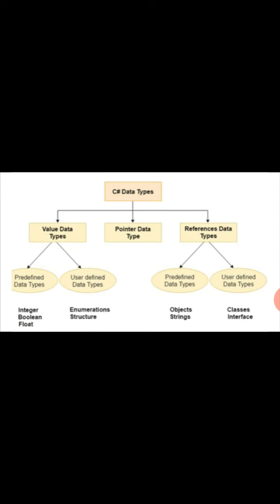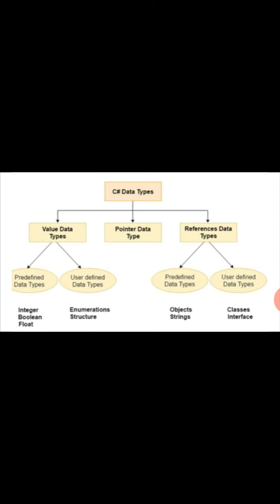There are two types of reference data type. The first one is predefined types. Second one is user defined types. Predefined can contain such as object, string. User defined can contain such as classes, interfaces.